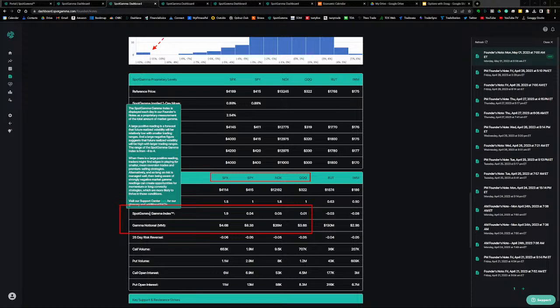And this is a proprietary SpotGamma index that is a proprietary measurement of the total amount of market gamma. And what this is showing, all these numbers are positive. So this is indicating that market makers' position on the gamma curve is positive, and they will have to, again, sell futures to hedge their delta exposure as price increases. So they're trading against price, and that tends to subdue volatility in a positive gamma environment.